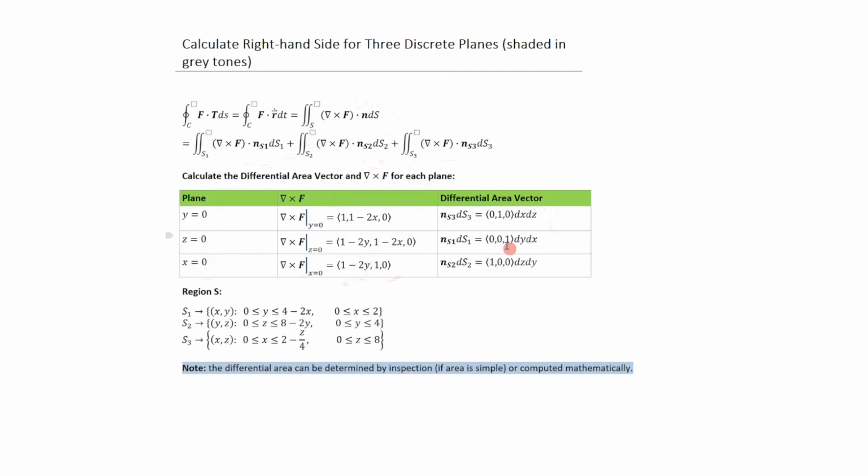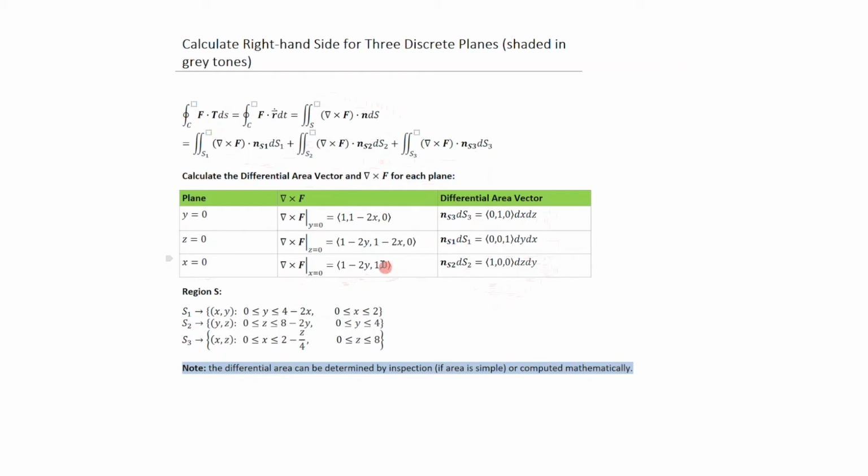This is the vector pointing in the z direction for another of the triangular elements, dy dx. And this is the third, which is in the x direction, dz dy. Notice that this space is the x, this is dz dy. So it's always going to be, whatever this is, the remaining two are the differential elements. So these are in the correct direction.